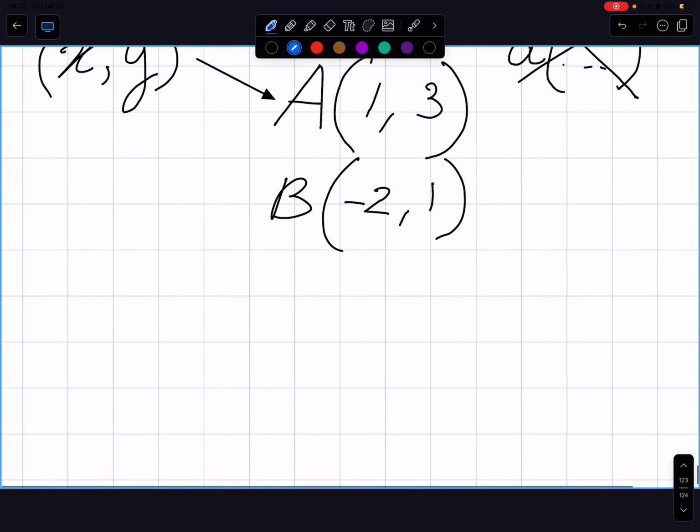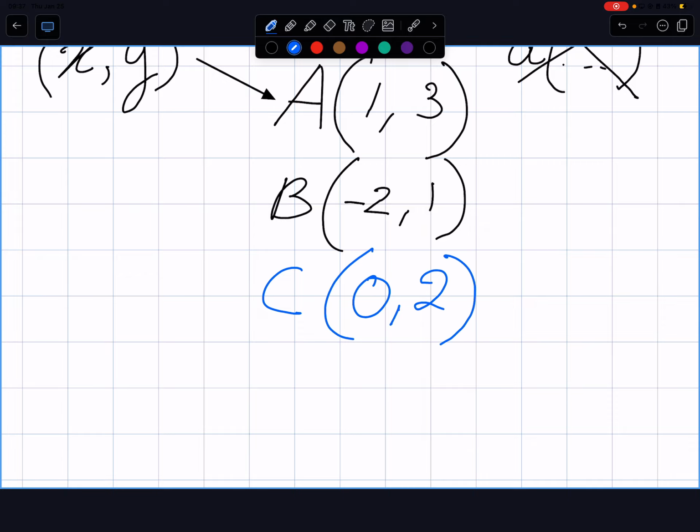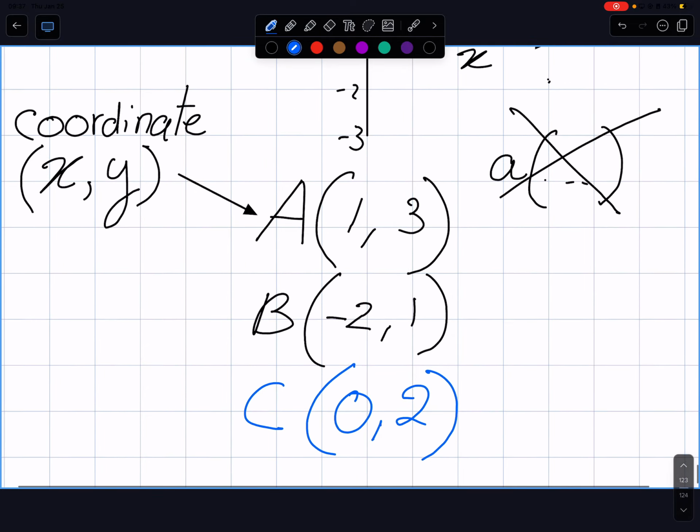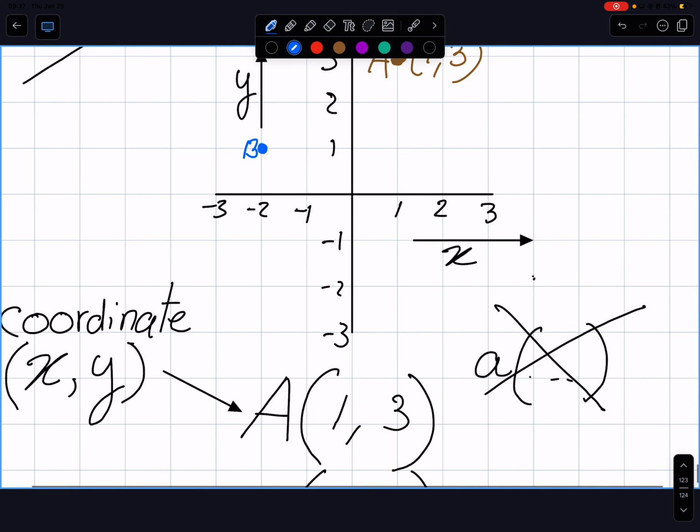The last one. C is (0, 2). (0, 2) means I'm moving nowhere in the x, because in the middle is 0, but I am moving 2 in the vertical axis, meaning the coordinate of C is here. That's C, (0, 2). Extremely easy.